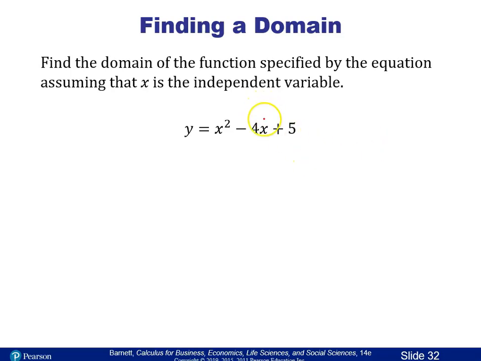Okay, this is the easy one. This is a quadratic. I don't have any denominators. I don't have any radicals, so there's really nothing to worry about. So this would be a case of all real numbers being your domain. So we're going to say -infinity to +infinity.